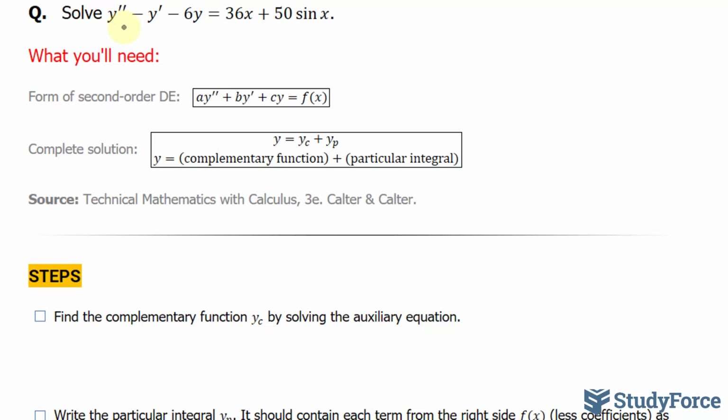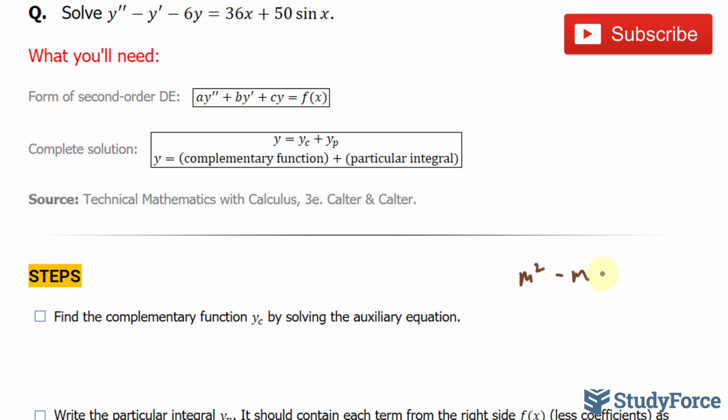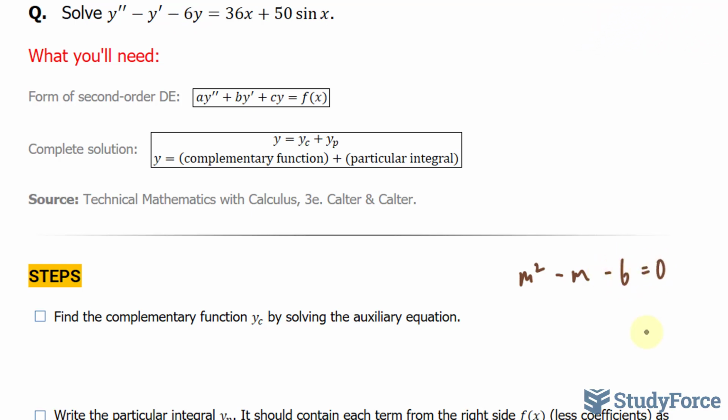What we have to do is rewrite this as if it were a quadratic. So using the letter m, I'll write this term as m to the power of 2, this term as minus m, and this term as minus 6, and I'll make that equal to 0. Next, I'll factor this. I need to find two numbers that multiply to negative 6 and add to negative 1. Those two numbers are negative 3 and positive 2. So I'll write down m minus 3 and m plus 2. If I solve for m, I end up with m subscript 1 is equal to positive 3 and m subscript 2 is equal to negative 2.